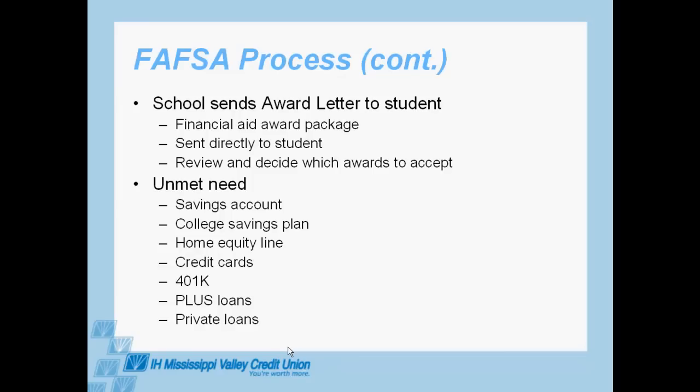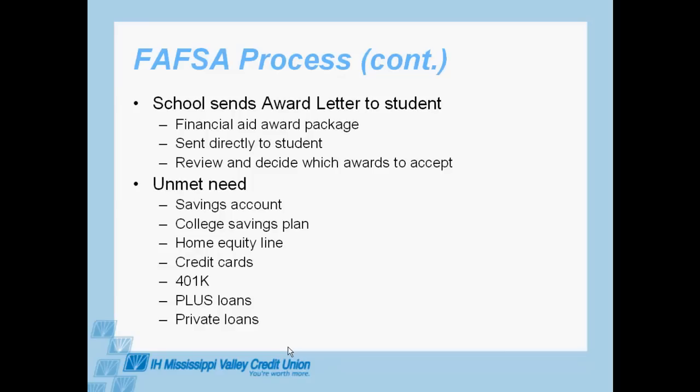On the award letter, the cost of attendance will be listed, as well as any type of financial aid that you qualify for, and then the remaining amount is what's titled your unmet need. So this is where the family needs to contribute the difference to pay for the college education.